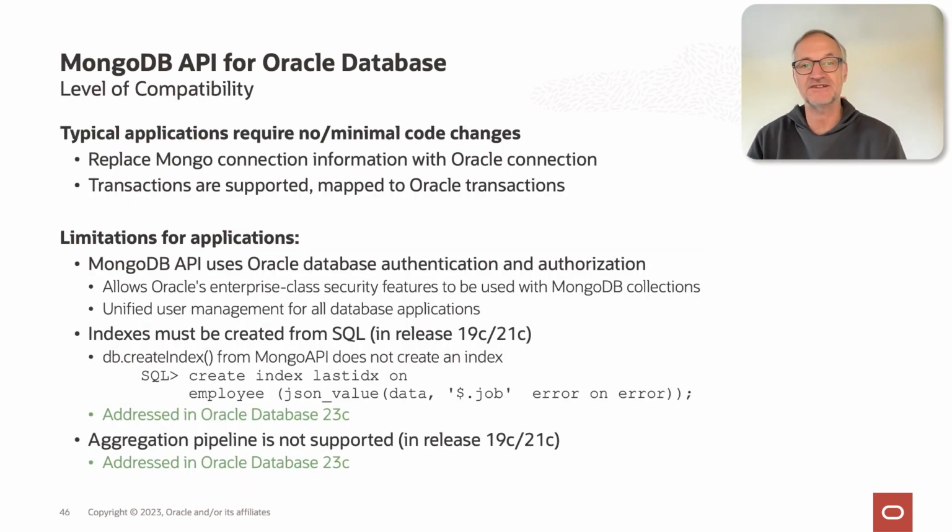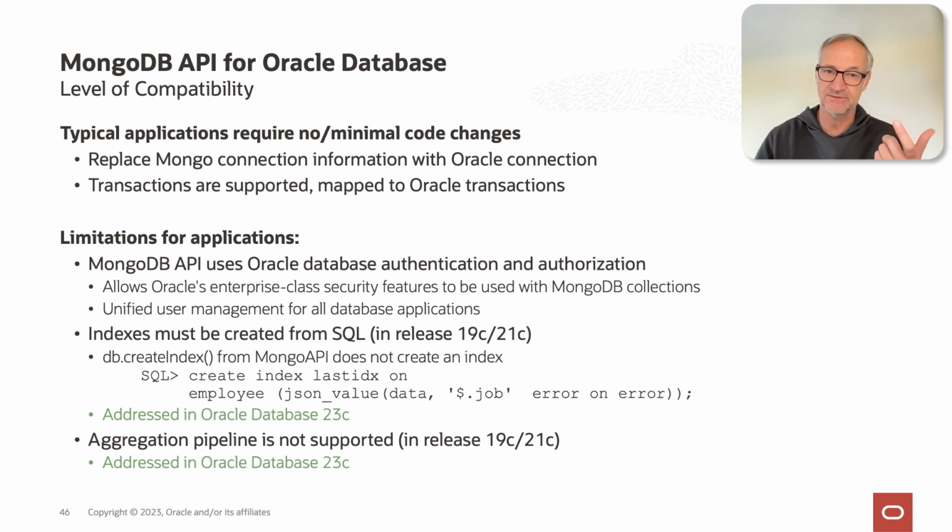Now, to the question before, okay, what is the level of compatibility? We have migrated quite a number of applications with no to minimal code changes, right? It's like what we have done in our simple example here. We just connected to the Oracle database with tools and worked with the document store inside the database. Where we have a couple of slightly different behaviors and currently limitations is when it comes to security and indexes and the aggregation pipeline.